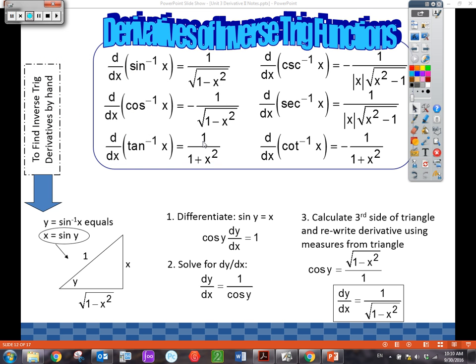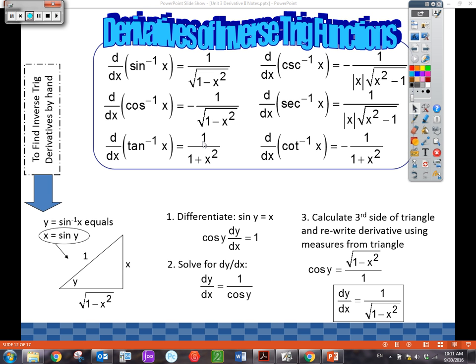Okay, so let's take a look at today's lesson. We're going to be looking at derivatives of inverse trig functions. Just when yesterday we learned about logarithms and derivatives of logarithms, and you're thinking, oh, I need some more formulas. Give me more formulas. Here we go. We have 6 more to memorize.